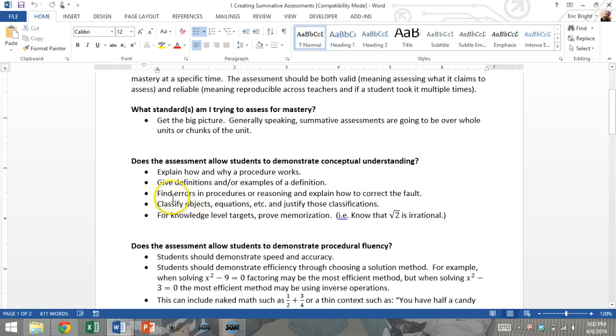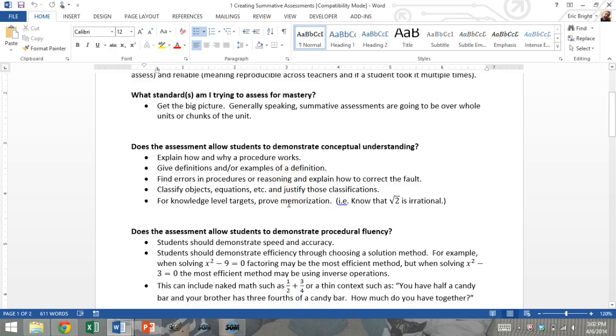Another thing we might do is find some errors in procedures or reasoning. So you might have a student make a case for one side or the other as to whether the square root of 2 is irrational, and then they have to explain why that reasoning is correct or incorrect. Your students would have to explain that. Classifications, justifications, writing equations, these are all kind of the conceptual understanding.